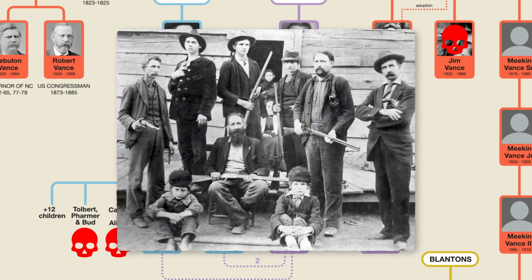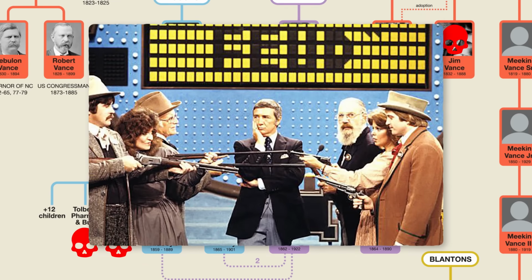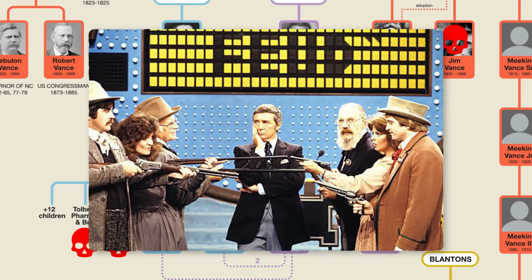The case went all the way to the U.S. Supreme Court, and in the end, 7 Hatfields were sentenced to life in prison, and one named Ellison Mounts, who was a Hatfield but used his mother's surname, was sentenced to death by hanging. That pretty much put an end to the feud, and today the two families get along, even appearing on the game show Family Feud in 1979 and having annual reunions.